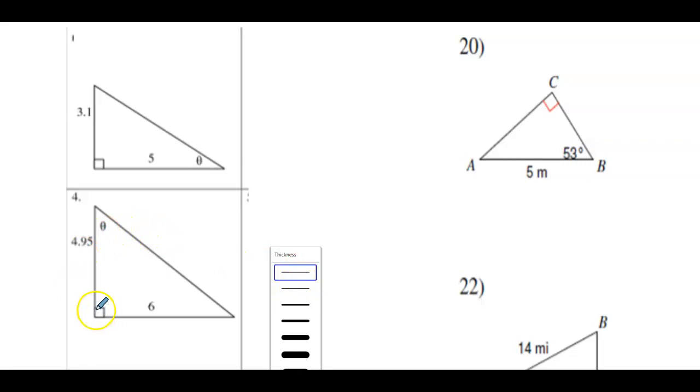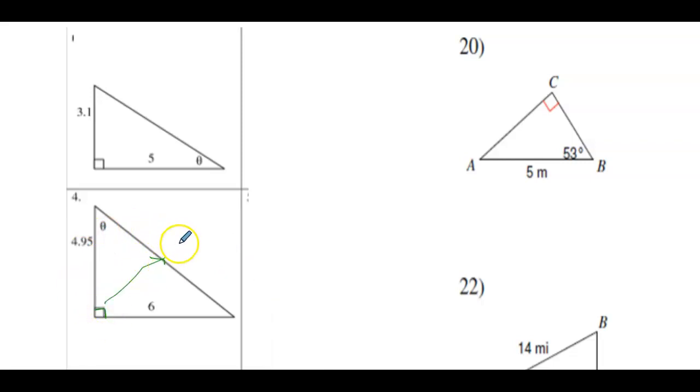So if I look at number 4, that's the 90-degree angle. So again, that's my hypotenuse. Same steps. I'm going to go across from my angle theta, and this side over here is the opposite side this time, so that is switched. And then 4.95, that is my adjacent side. So that's it. Label the triangle. That's always your first step.